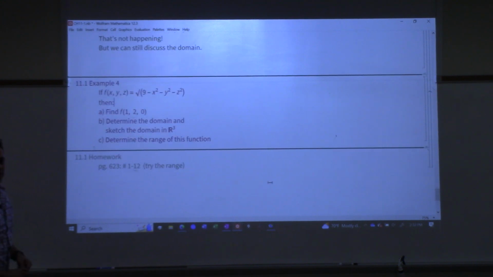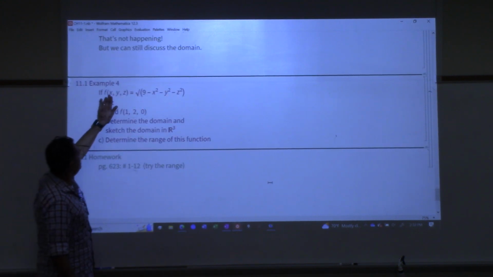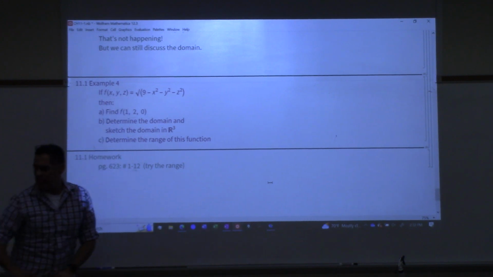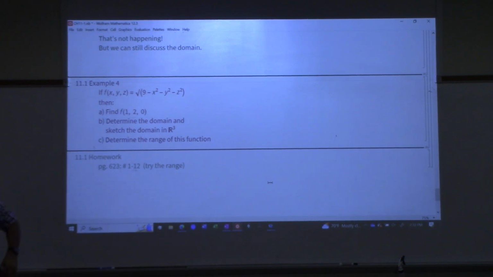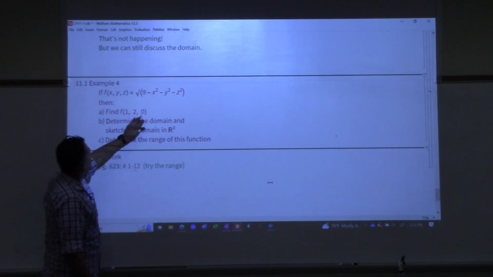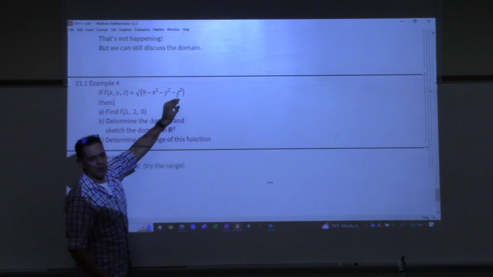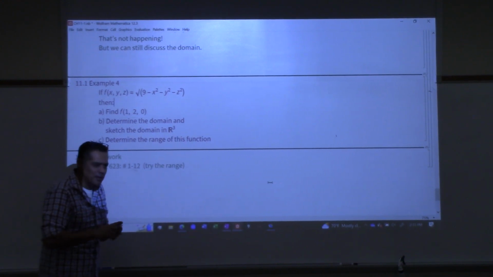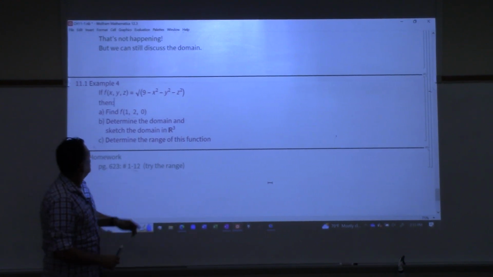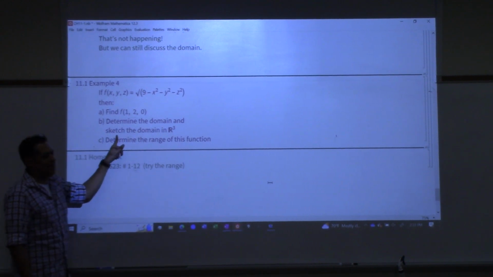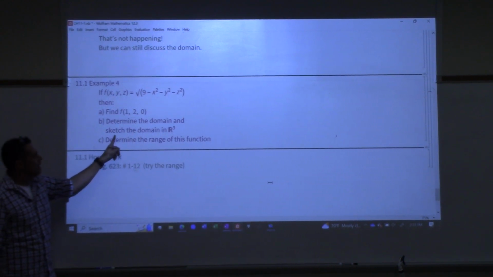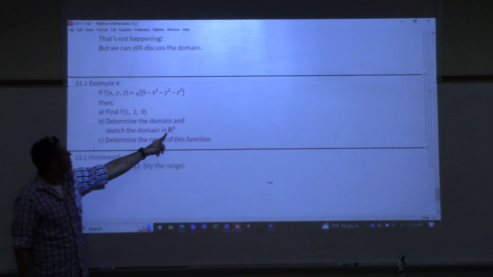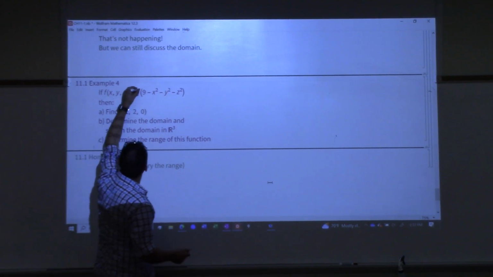So look at this one right here. Do y'all see that I have a function that takes in an x, a y, and a z, and spits out some value? If I tell you to plug in 1, 2, 0, you just replace with 1, 2, and 0, and we get an answer, right? So that answer might be the temperature at that point, whatever you want it to be. What's the domain of this? And then sketch that domain in three-dimensional space. This is supposed to be a square root.